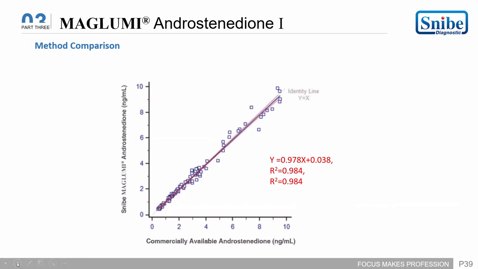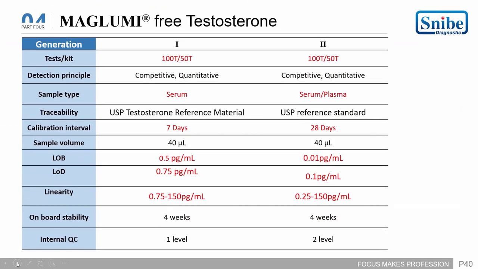method comparison of our androstenedione first generation, we have a regression value of 0.98. And then there we have the commercially available androstenedione. So if we talk about the free testosterone, the test kit size, we have a 50 test and 100 test, and this analysis is quantitative and based on the competitive principle.